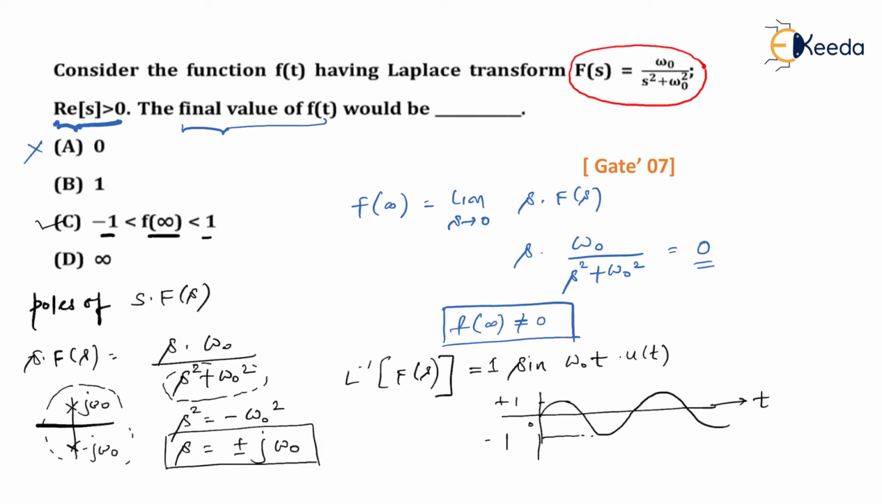So we have studied that the final value theorem is not applicable when the function is oscillatory. Your function is oscillatory, and secondly, the poles of s times F of s are not lying on the left half of the s plane. So these are the proofs that option C would be the correct option.